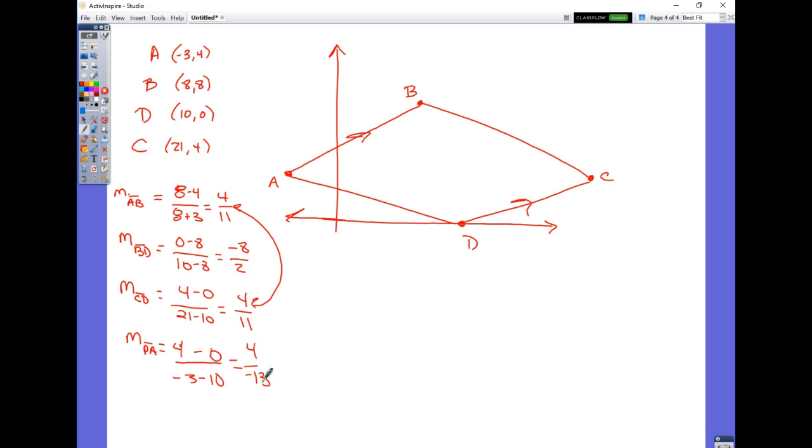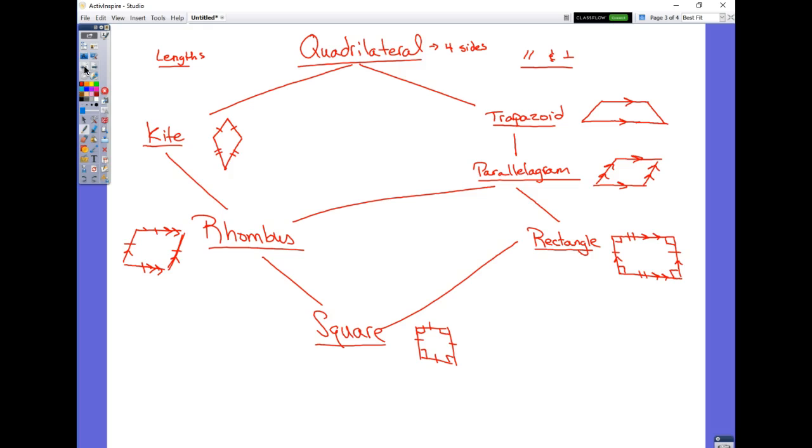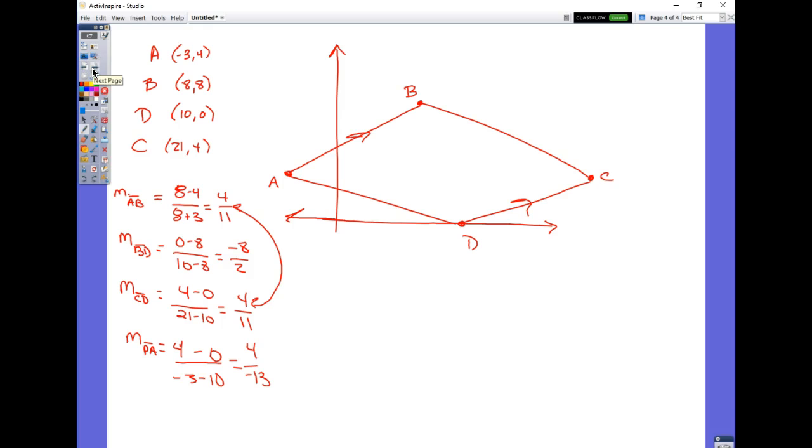If I take a look at these 4 points, I notice that I only have a set of opposite sides that are parallel, and the only thing that allows only one pair of opposite sides to be parallel is a trapezoid. Can't be a parallelogram because that has to have all equal parallel sides. Can't be a rectangle or rhombus or anything like that. These are definitely not perpendicular to each other. So I say trapezoid, and I am done.